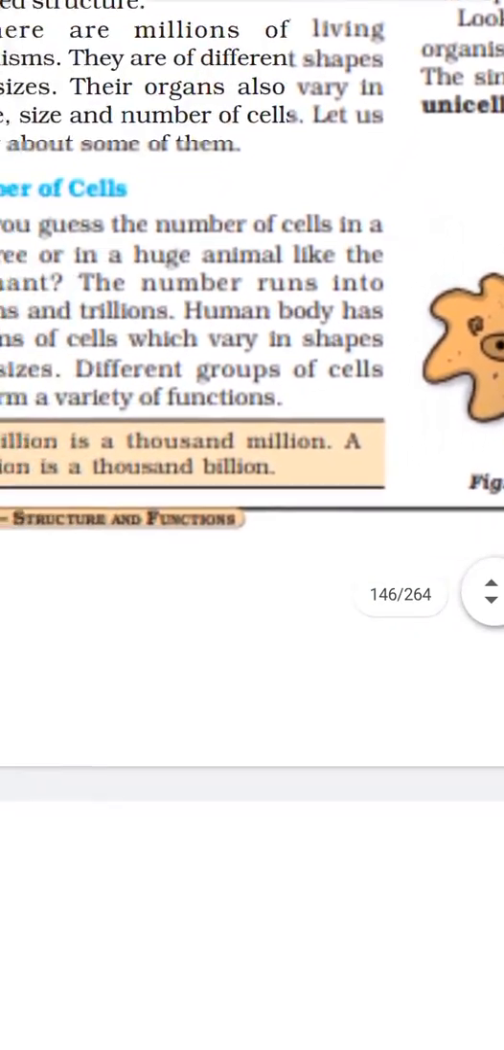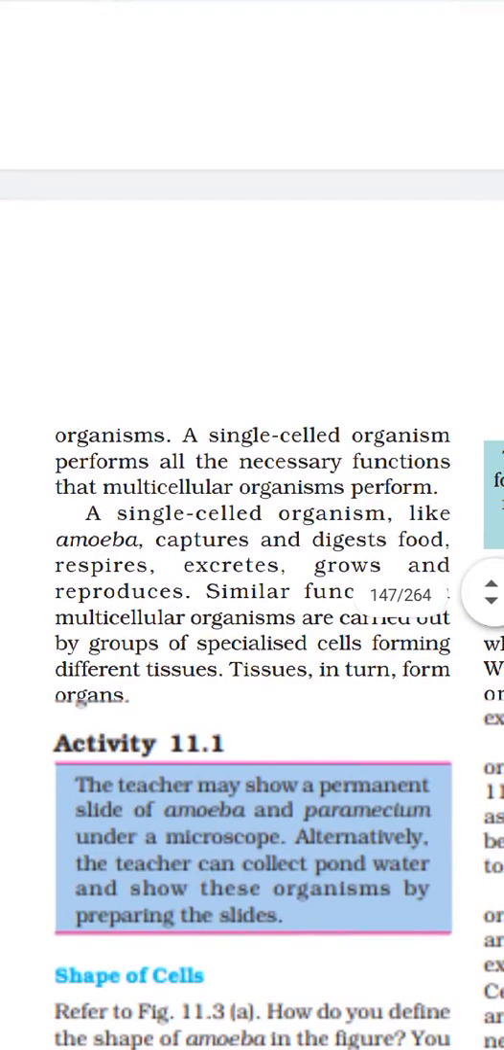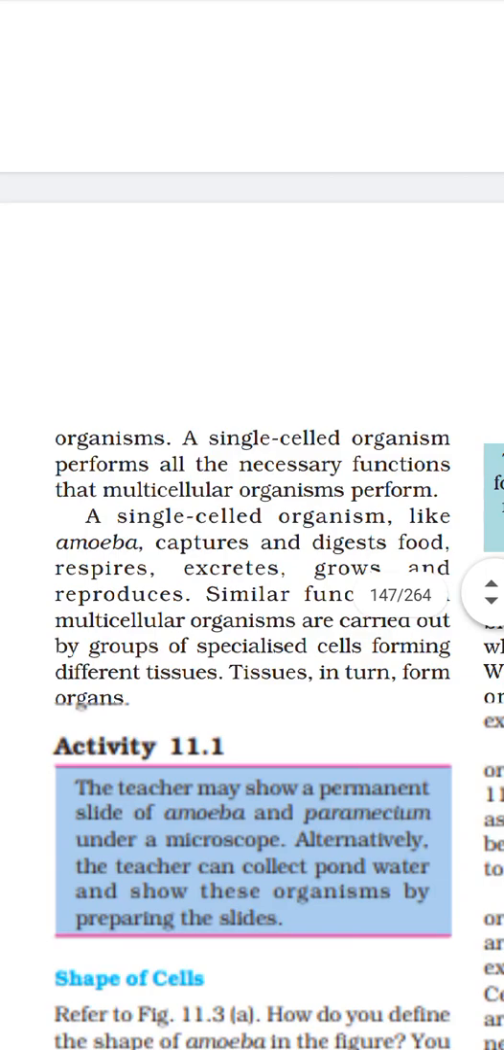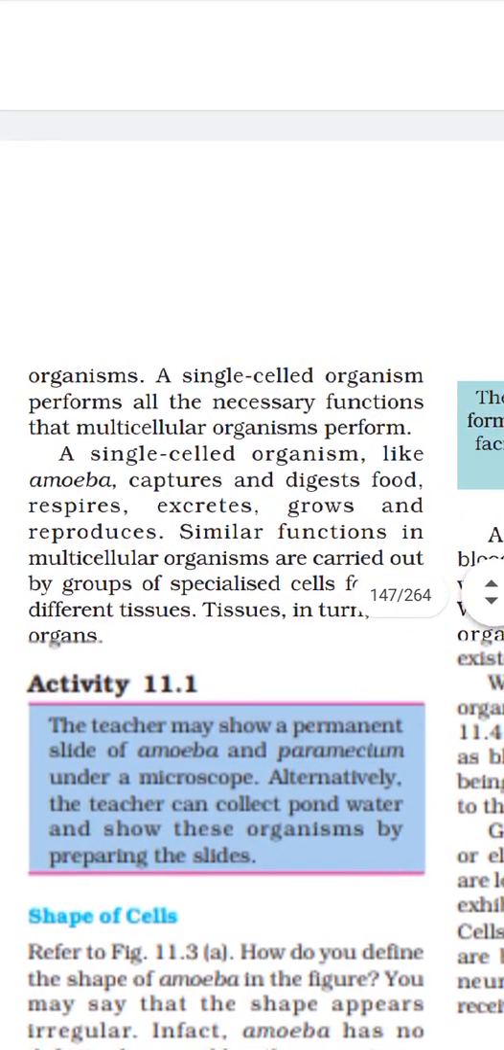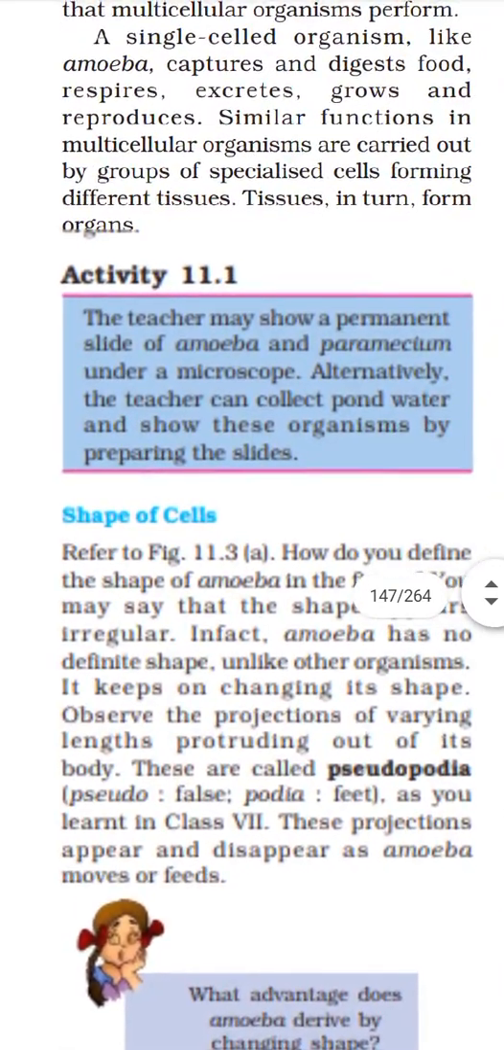A single cell organism performs all the necessary functions that a multicellular organism performs. A single celled organism like amoeba captures and digests food, respires, excretes, grows and reproduces. Similar functions in multicellular organisms are carried out by groups of specialized cells.